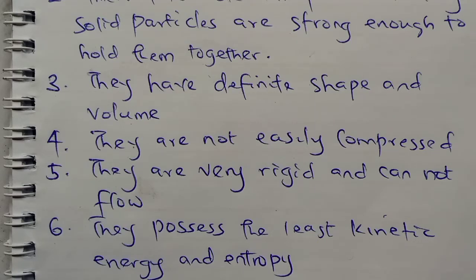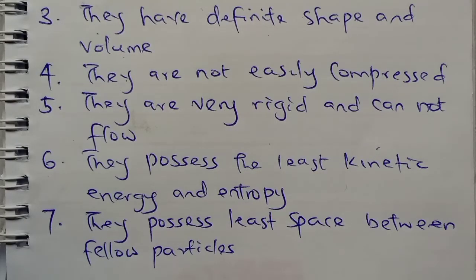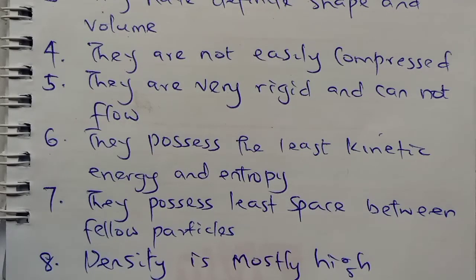Remember, they don't move much and they don't have much disorderliness. Since they don't have much disorderliness, we group them as the ones that have the least entropy, since entropy means disorderliness of a system. Understanding that the solid particles are well packed, it means that they don't have much space between fellow particles. That means that among all the three states of matter, solid possesses the least space between particles. Solid particle density is mostly high.